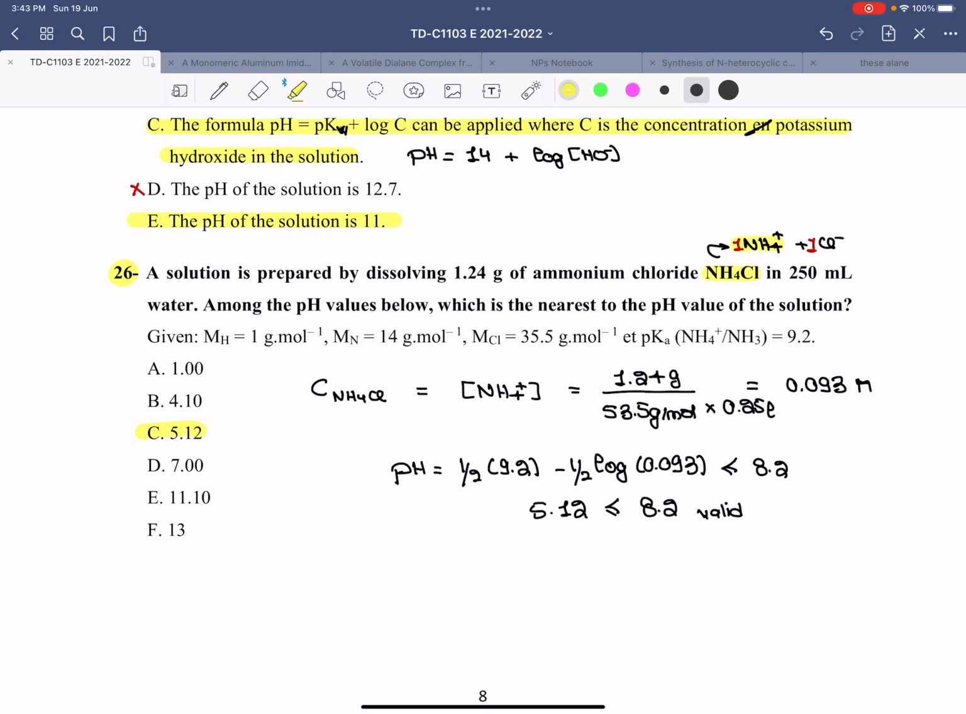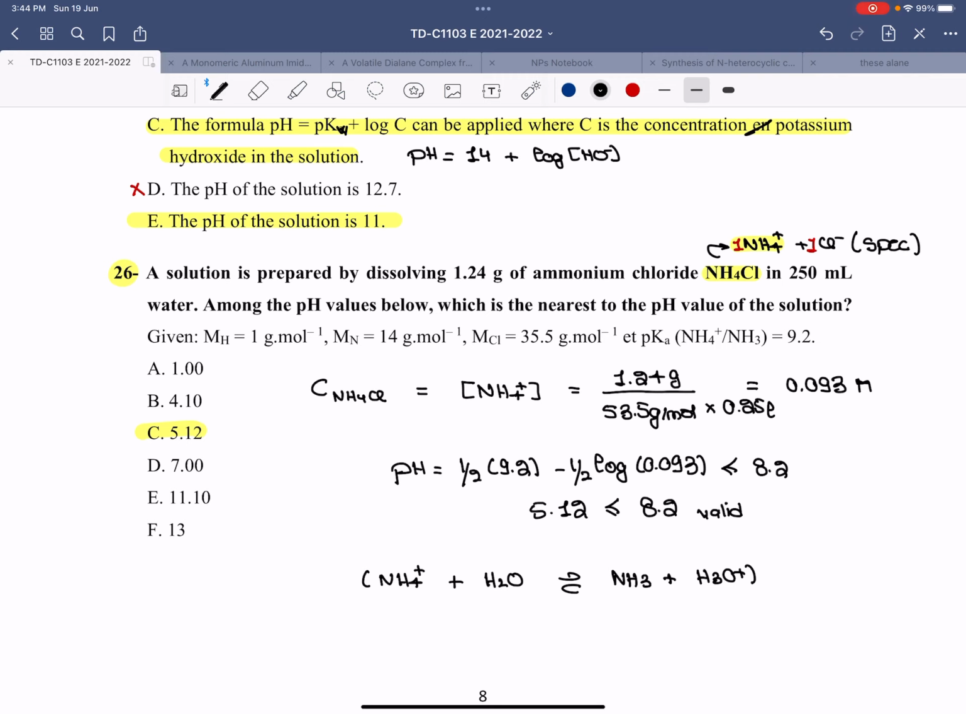Okay, pay attention here to a very small trick. First, the salt dissociates completely, one arrow, to give you NH4 plus. And then the NH4 plus dissociates with water as a weak acid to give you NH3 plus H3O plus. So you actually have two reactions. The first one is not taken into consideration because it's complete. Cl minus is a spectator.